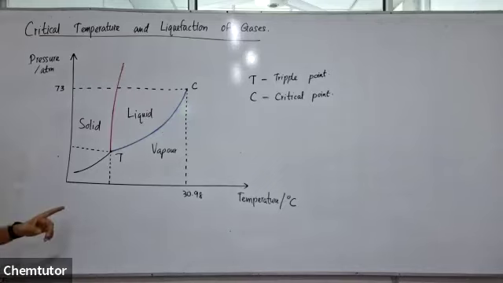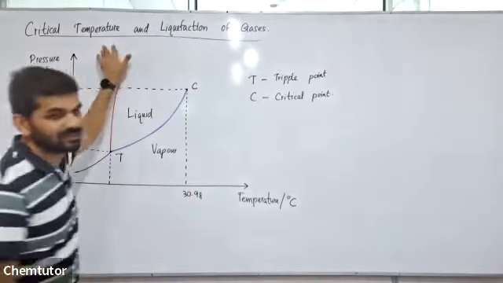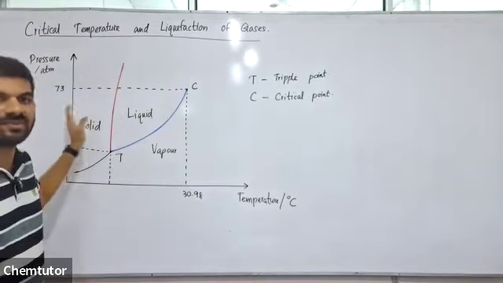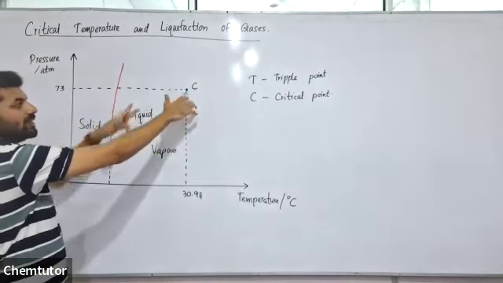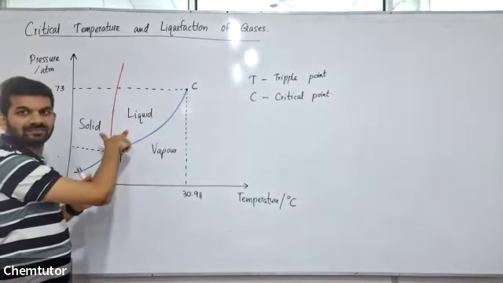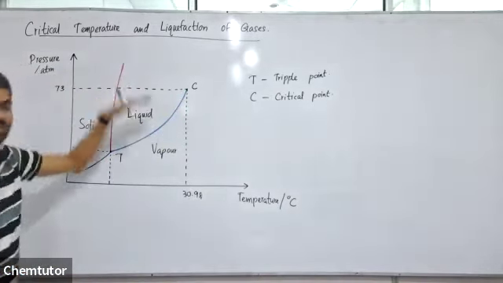Right. So then what happens? If it increases, then it exists here. The critical temperature is related to the critical pressure. The pressure that corresponds to the critical temperature is the critical pressure. That means at the critical temperature, if we apply the critical pressure only, that vapor is liquefied. If we apply a lesser pressure than the critical pressure, it won't be liquefied.